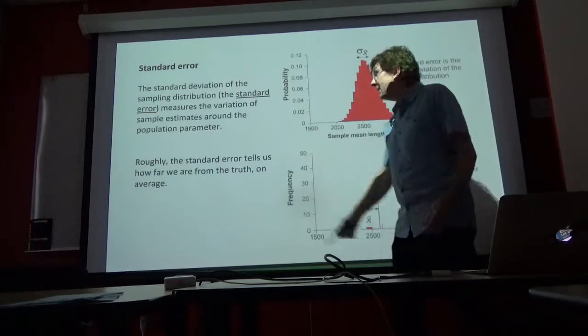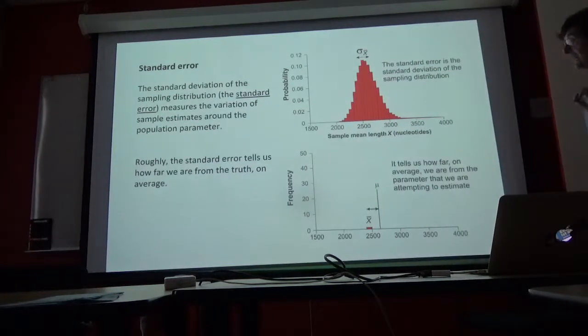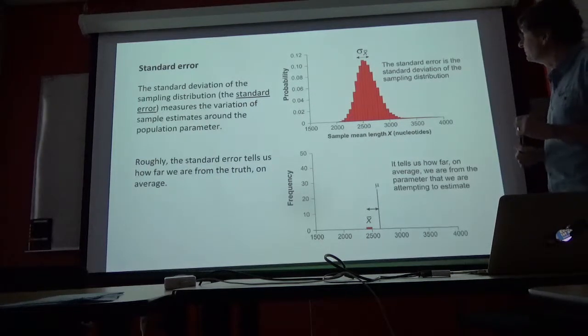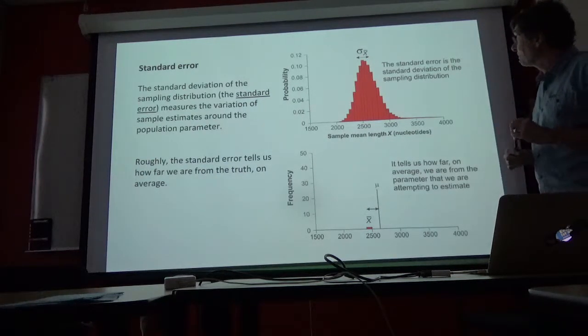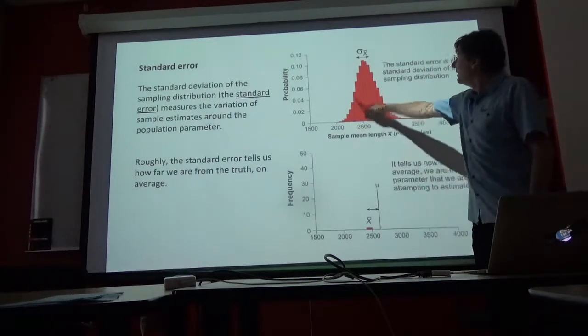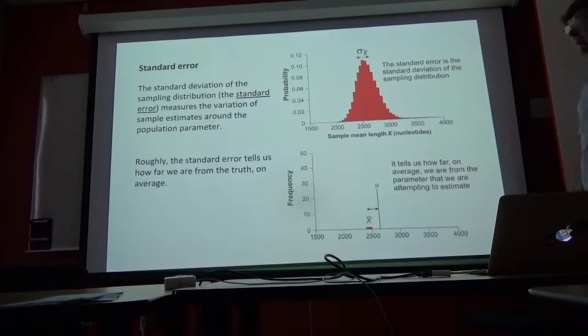It tells you roughly how far we are likely to be from the truth on average. So it's a useful quantity in that regard. But how do we get this when we have but one observation? How do we get the standard deviation of the full sampling distribution?